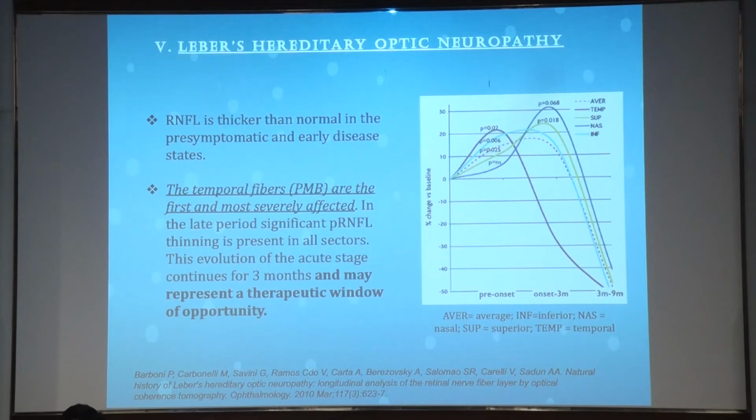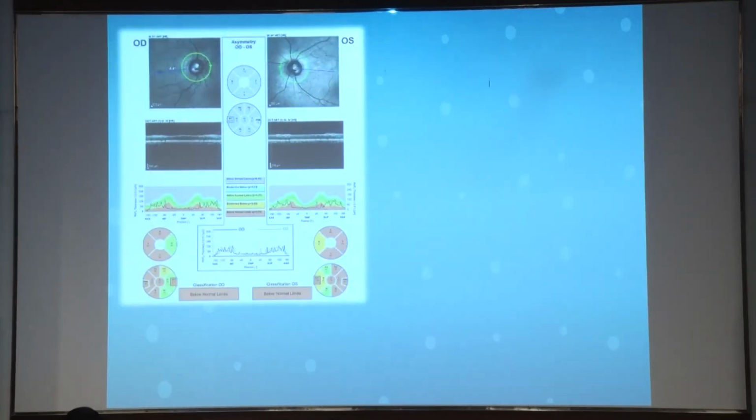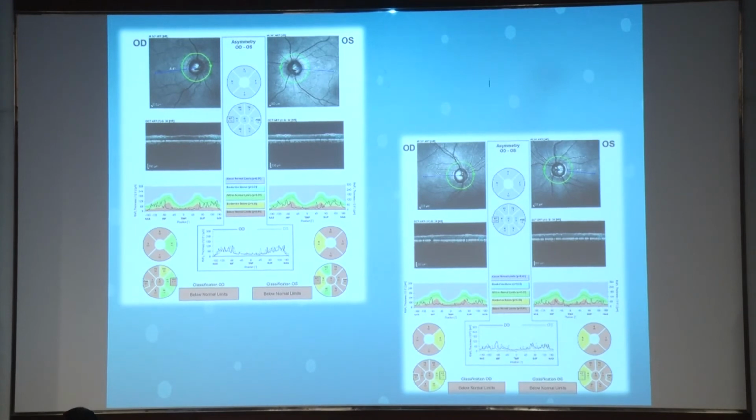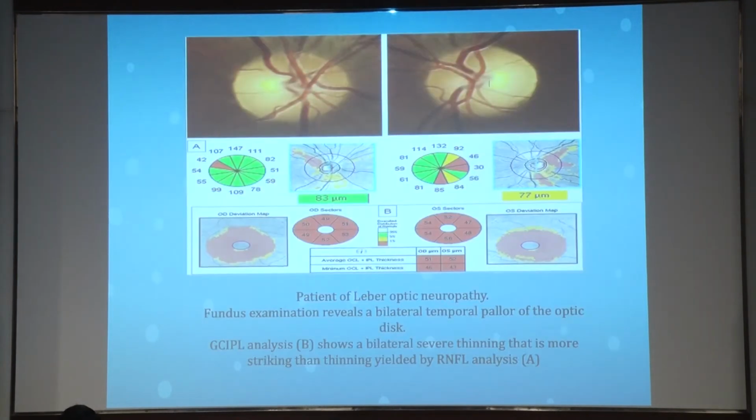Then there is a subsequent interval after which the other fibers start getting affected, and this may provide a therapeutic window of opportunity if we start documenting these changes. As we can see, some of these patients of LHON are in various stages of progression, and we can see that the nasal fibers have been spared so far. So this is the window where we can do some intervention in patients of LHON.